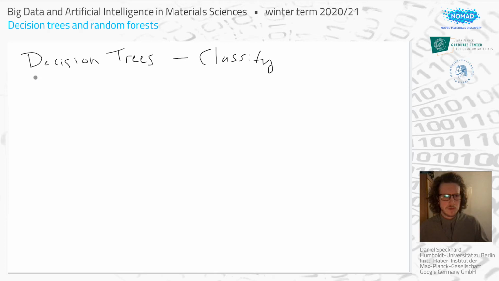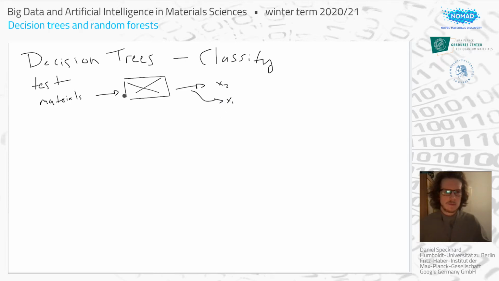So imagine we're doing some test. We have some materials, so we stick in some materials, and we have some apparatus here. Materials go in there, and out pop two features, maybe x2, let's call it, and x1. So for each material that we stick in here, we get one x2 and x1. And now imagine our job is to use these two features and come up with a model.